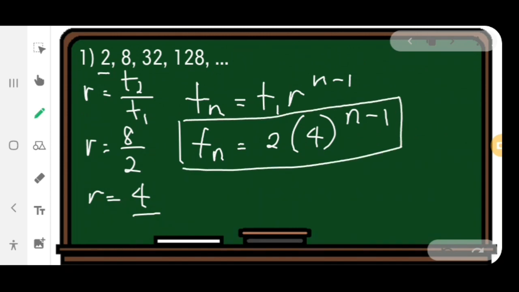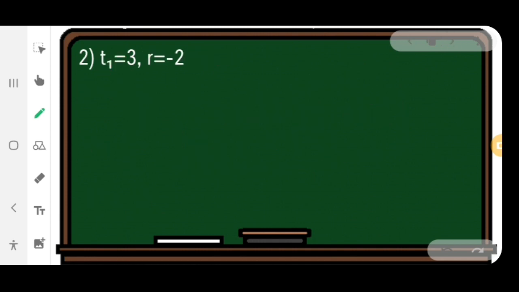Let us proceed to the next example. Okay, we are given the first term, which is 3, and the common ratio, which is negative 2. So this one is very easy because we are going to substitute only the given values to the formula for the nth term of the geometric sequence.